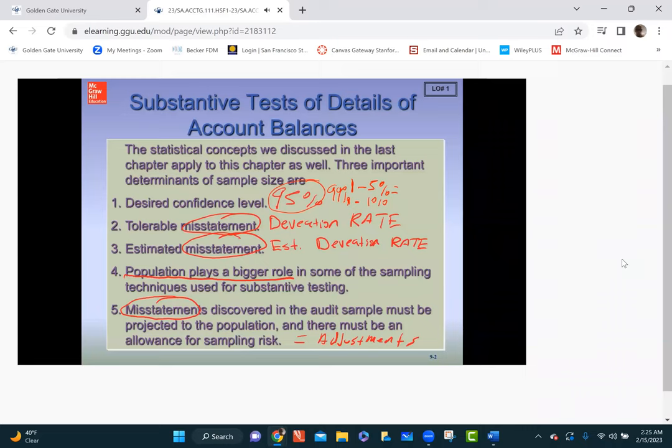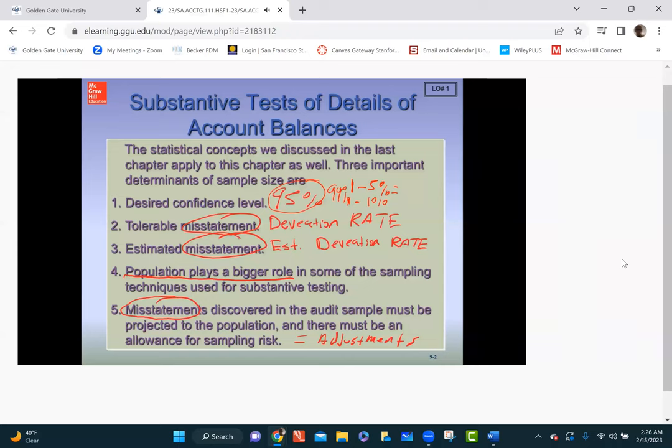Now that is analogous to what we learned in our discussion of attribute sampling for control testing, where we talked about deviation rate. That's the amount of deviation from a prescribed control we'll accept without determining that the control does not have operating effectiveness. So these terms are synonymous: tolerable misstatement, and then tolerable deviation rate. Estimated misstatement is the amount of misstatement we think will be in the account balance. It is often based on things like previous experience with the client, et cetera. So our estimated misstatement is similar to estimated deviation rate.